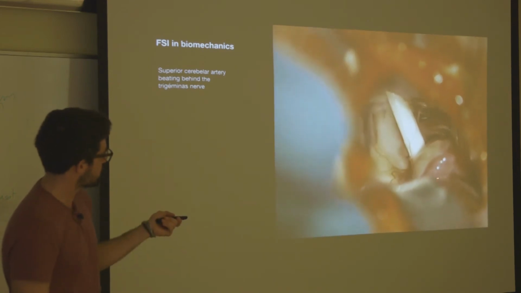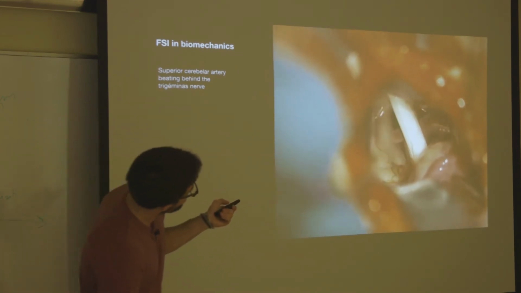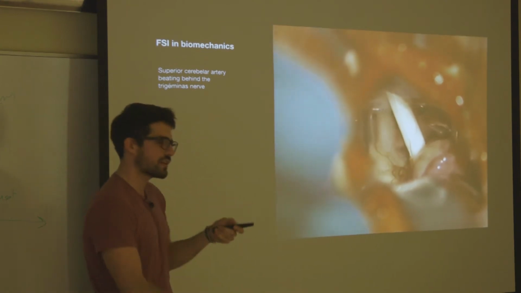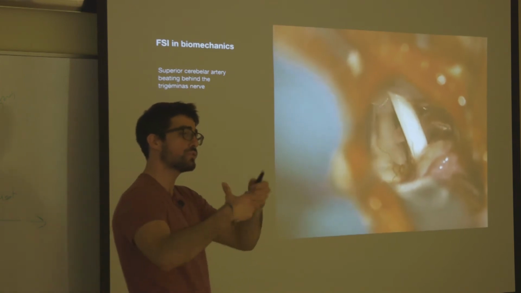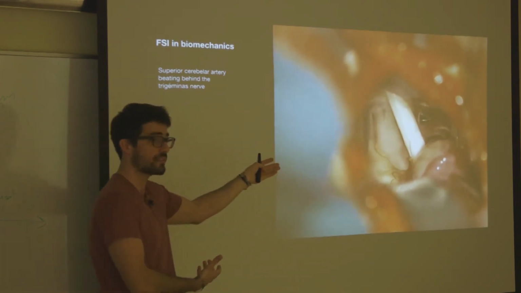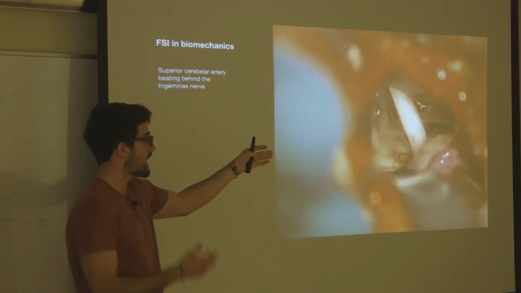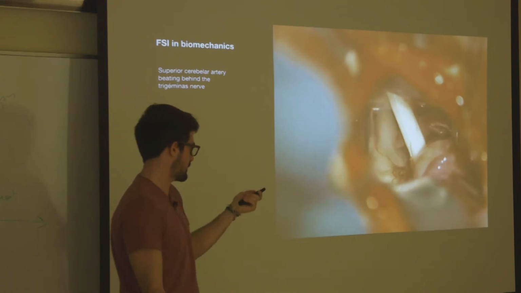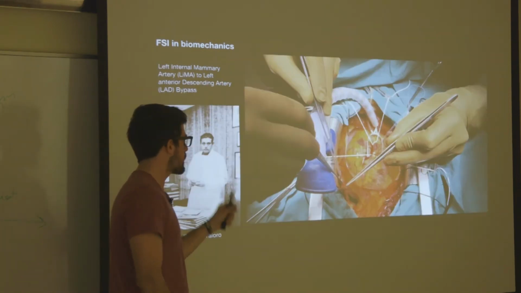Here you have a little bit more blood. This is an artery inside of the brain, and the artery is beating, and the structures around the artery are moving due to the beating of the artery. So that's FSI too. That's the same thing that happens with the Tacoma bridge, but in a less destructive manner. This is completely natural, of course, in the body.